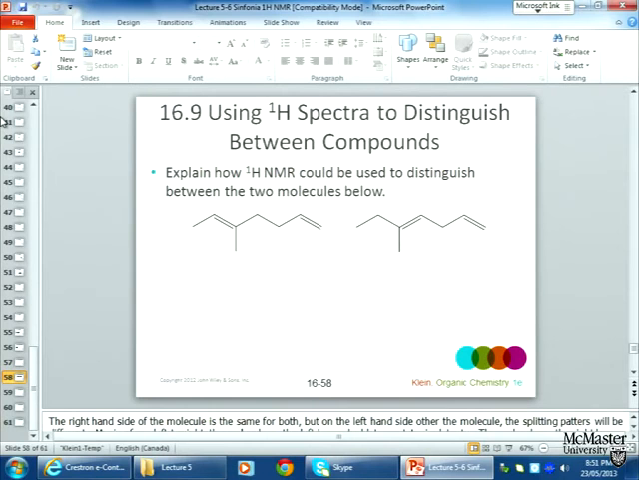Explain how proton NMR can be used to distinguish between the two molecules below. I will leave that as an exercise and I'll post the answer.